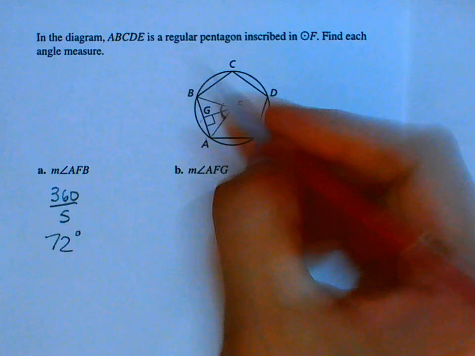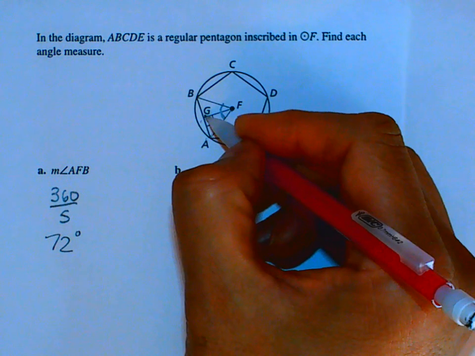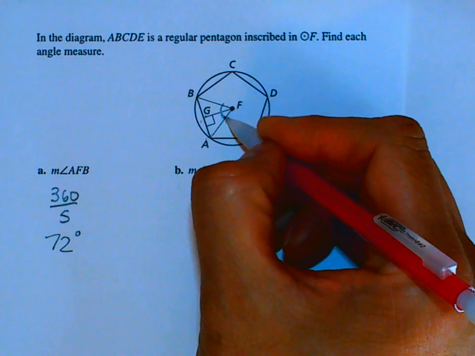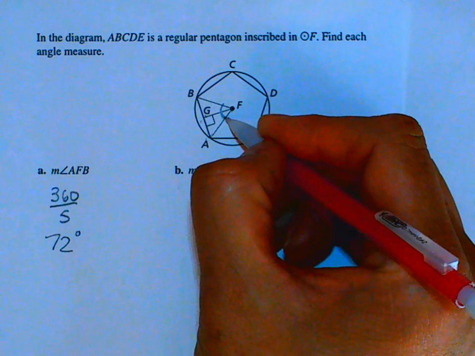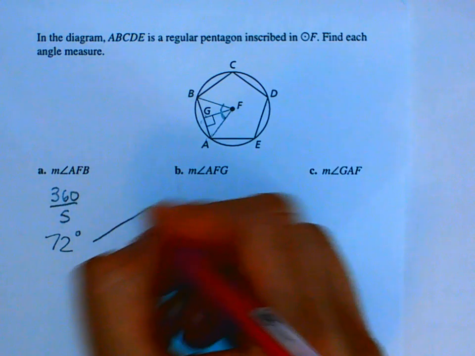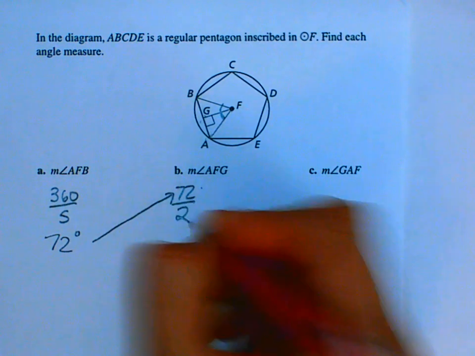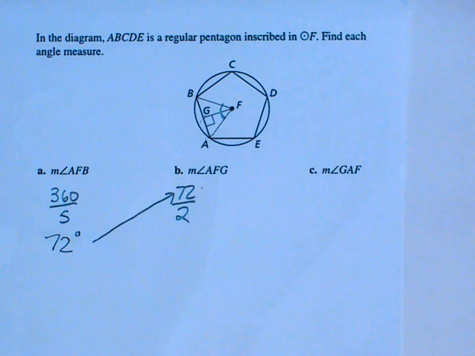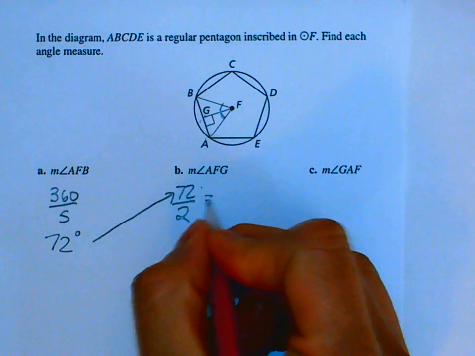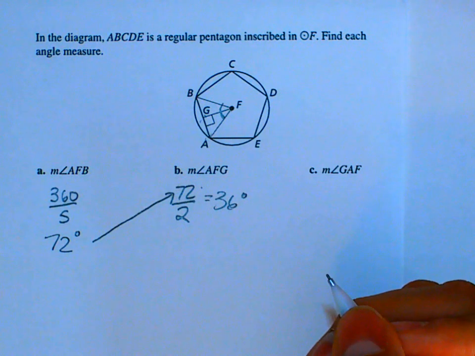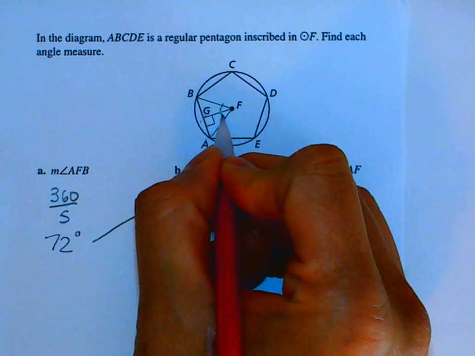Now the next one is AFG. So to find that angle, you have to find this angle, which we already did, and then divide that by 2. So 72 divided by 2. And that gives me 36 degrees. So this small angle is 36 degrees.